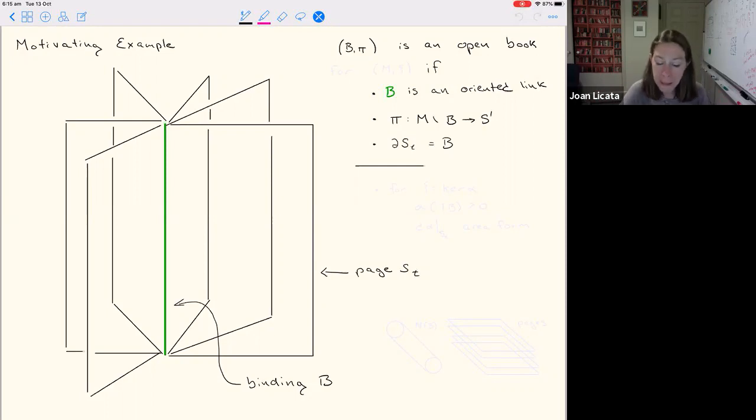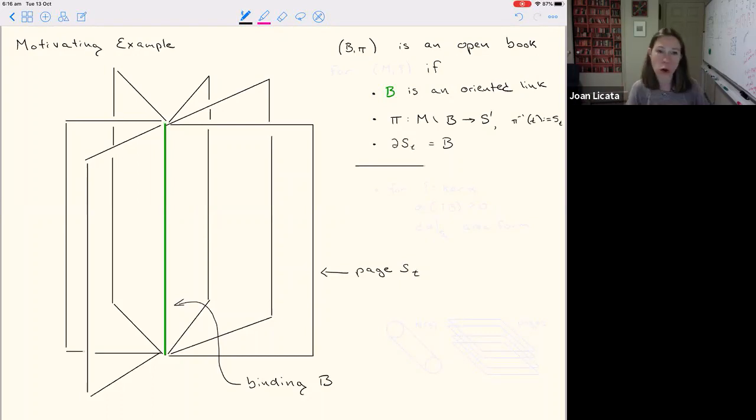So we say that (B, pi) is an open book if three things hold. First of all, B is some oriented link. Second, pi on the complement of the binding is a fibration over S1. And then we have a framing condition. If you look at each of these fibers, sorry, let me label this: pi inverse of t is what we call S_t. So this thing S_t is some surface, the fiber of the fibration, and it's bounded by the binding.